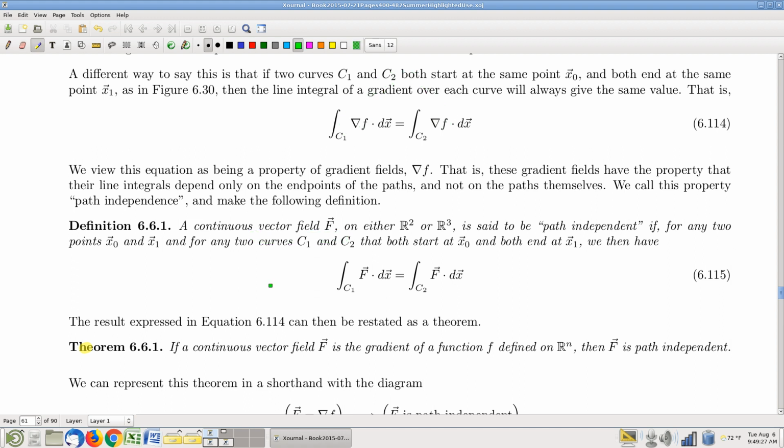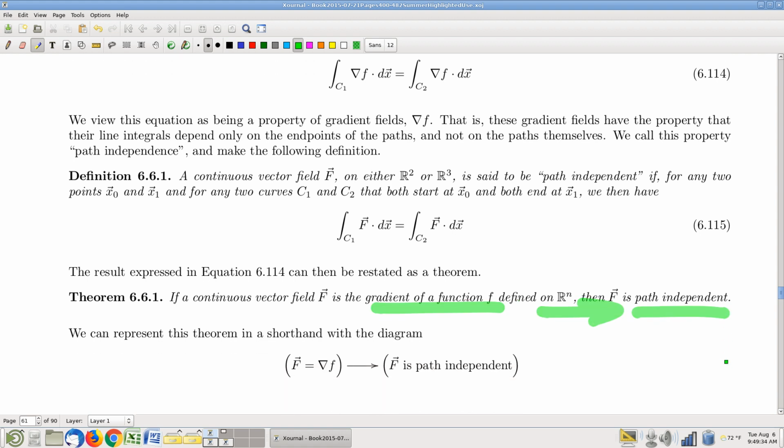So what we know from our above observation is that gradients are path independent. And you'll notice how I have this drawn here. If you have a gradient, then it follows that it's path independent. Now, the next question I want to ask is, can I go the other way? Is it true that every path independent field is a gradient? Let me say it a different way. Might there be other vector fields that are path independent? I know gradients are. What about other vector fields?